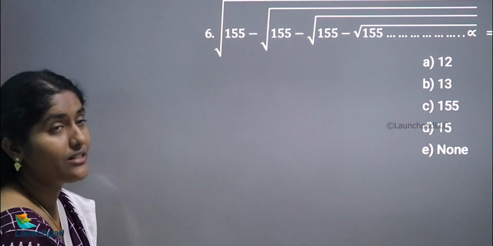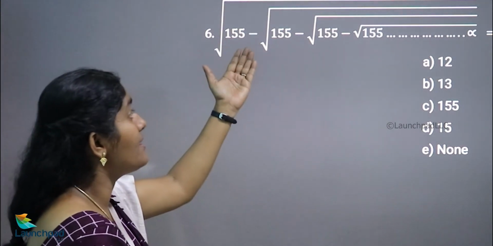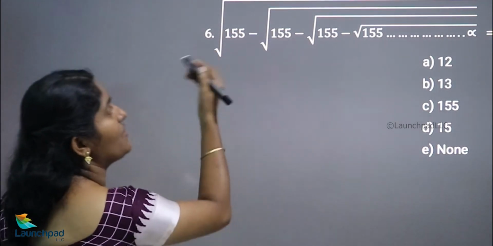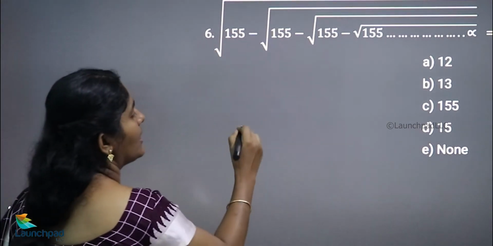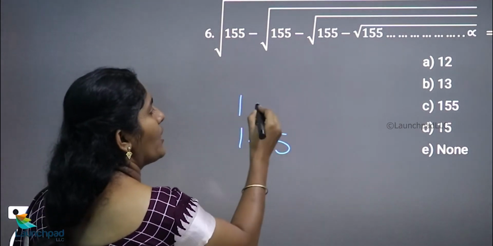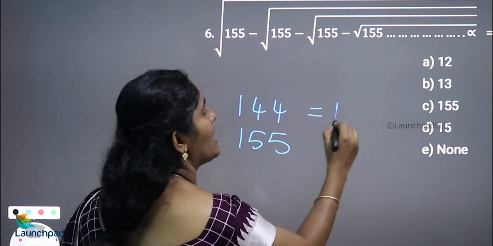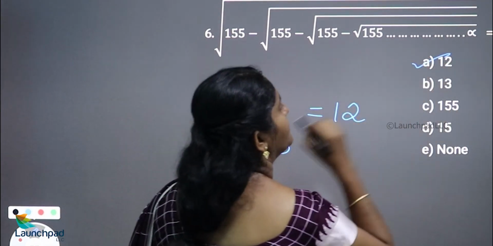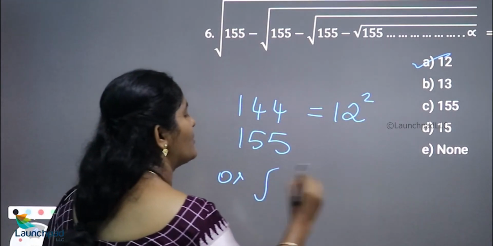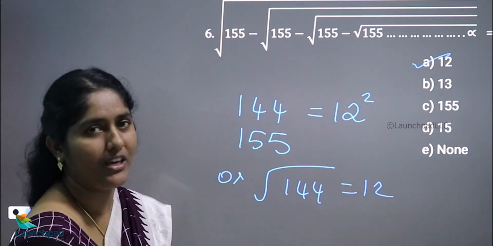Your next question is similar to the previous concept: same numbers, multiple square roots, a subtraction operation and an infinity symbol. So what is your previous number? That number should be a perfect square. So 144. The immediate previous number 144 is the square of which number? 12. 12 squared is 144, or else the square root of 144 is 12. Both are the same. Your answer for this question is option A, 12.